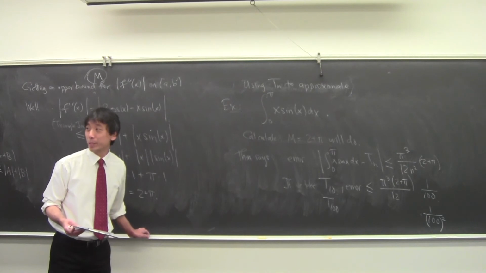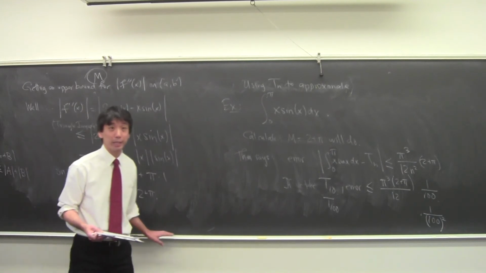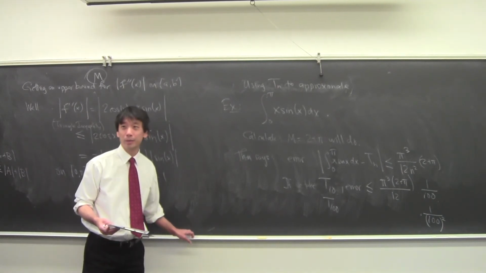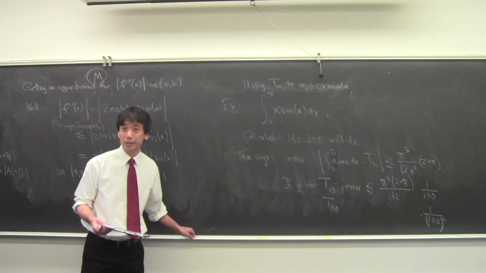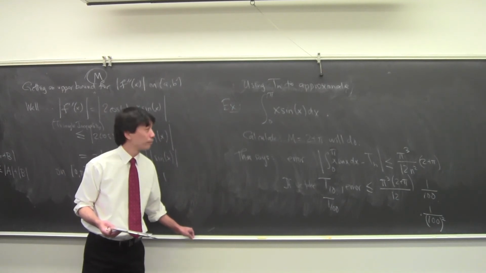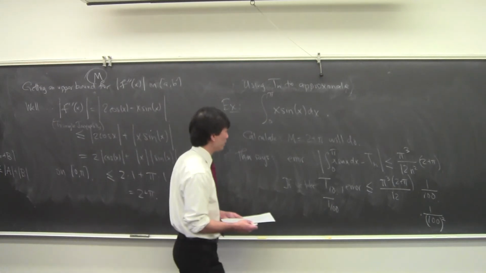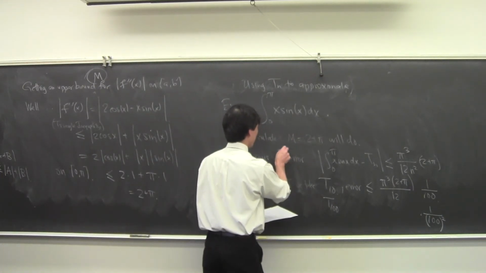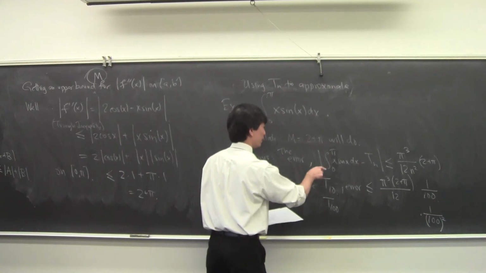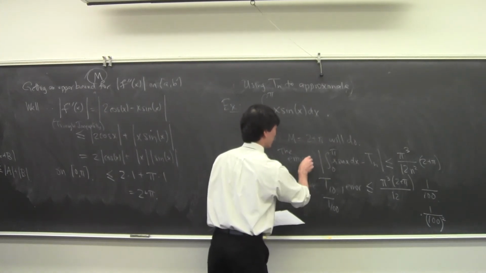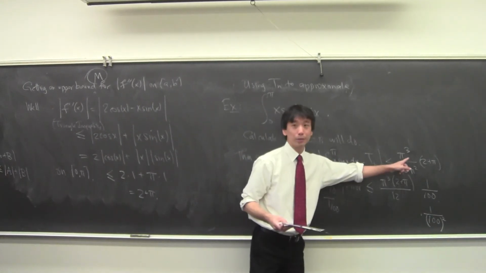Everybody getting the idea of what we're trying to do here? Yes, Catherine. What is the word before or after theorem says? Theorem says error, the error. This is the error. The error is less than or equal to this.